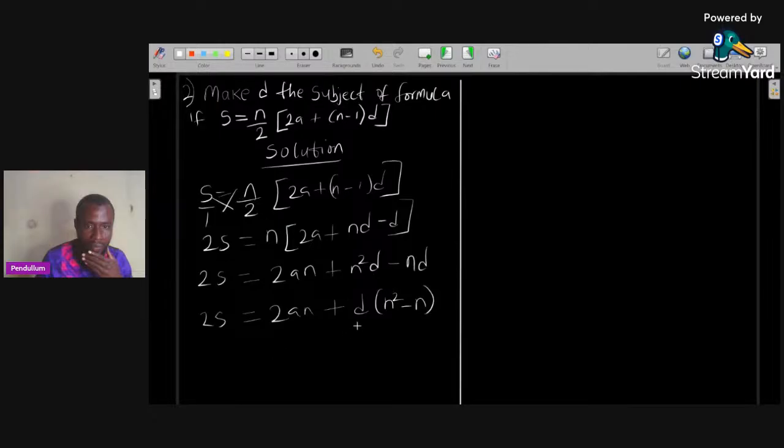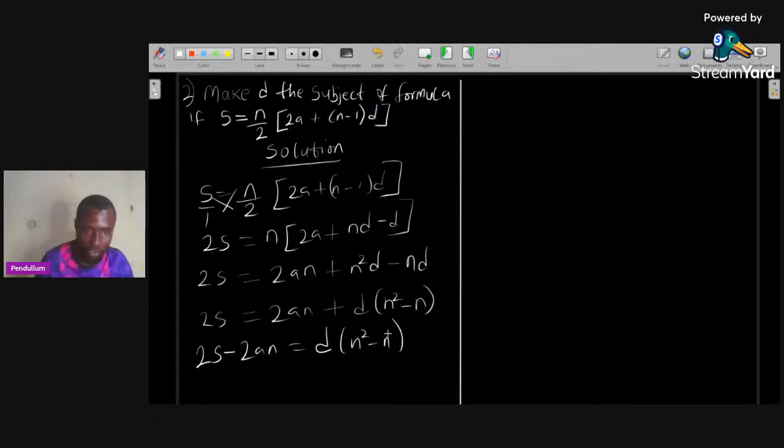Remember that subject of the formula means you want d to stand on its own, either on the left hand side or the right hand side of the equation, but you don't want d attached to any other number. So first, we take everything else to the left hand side. This 2an, which is positive (a number with no sign is assumed positive), becomes negative when we cross it over. So we have 2S minus 2an is equal to d(n squared minus n).